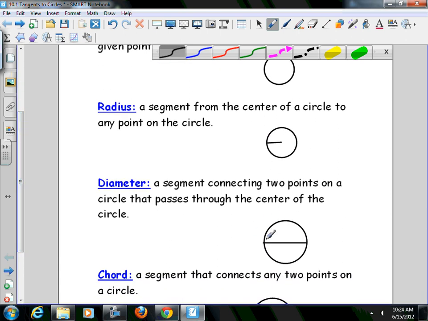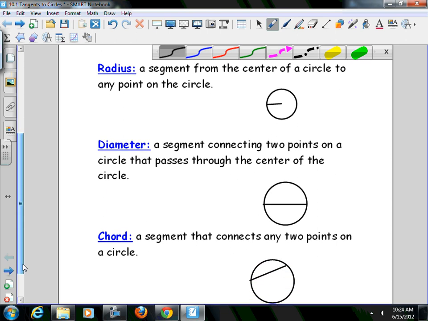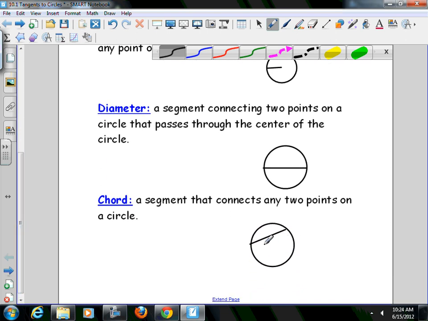Diameter is a segment connecting 2 points on a circle that passes through the center of the circle. And here's a diagram of a diameter. A chord is a segment that connects any 2 points on a circle. Now, it does not have to go across the center. It can go across any 2 points on the circle.